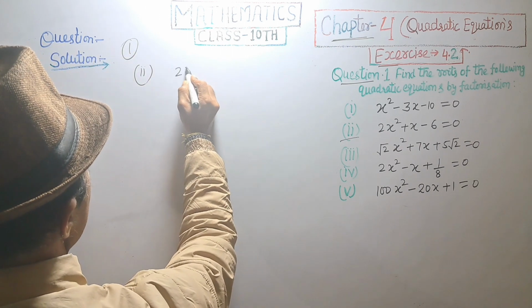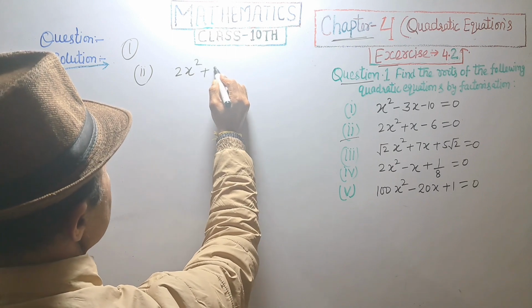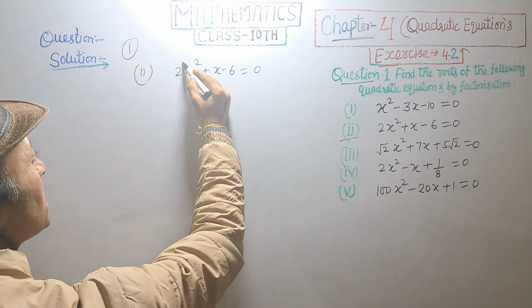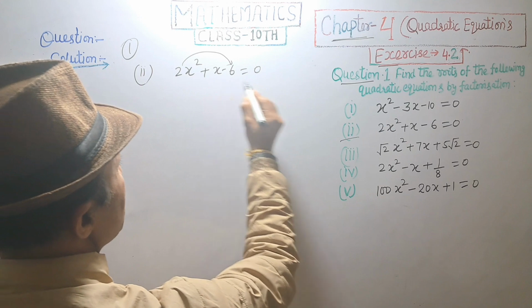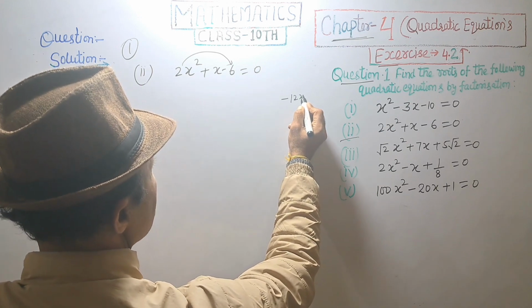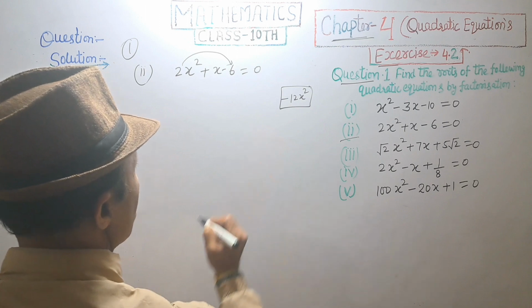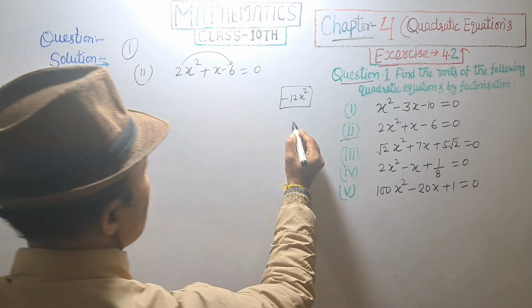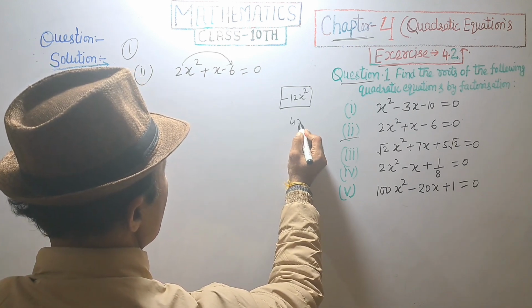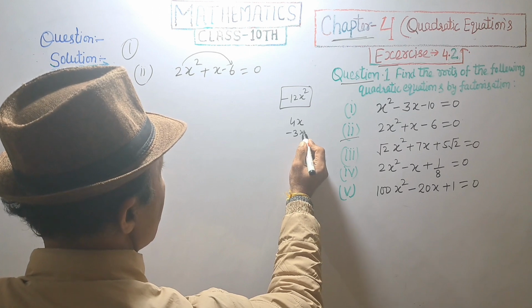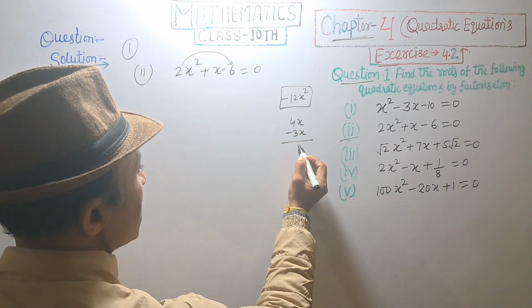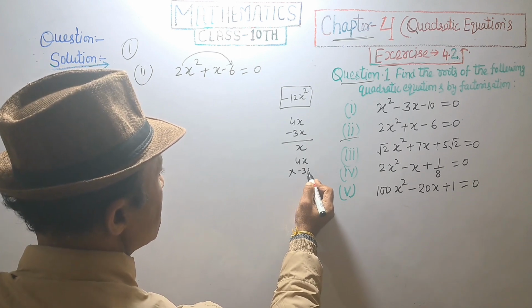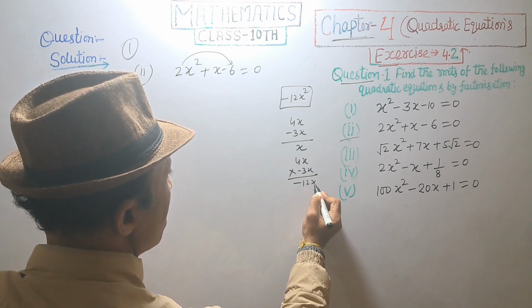Given 2x square plus x minus 6 equal to 0, and product of first and last number is equal to 6 2s are minus 12x square. The product must be split into two numbers, that is 4x and minus 3x. 4x minus 3x equal to x, and 4x multiplied by minus 3x is equal to minus 12x square.